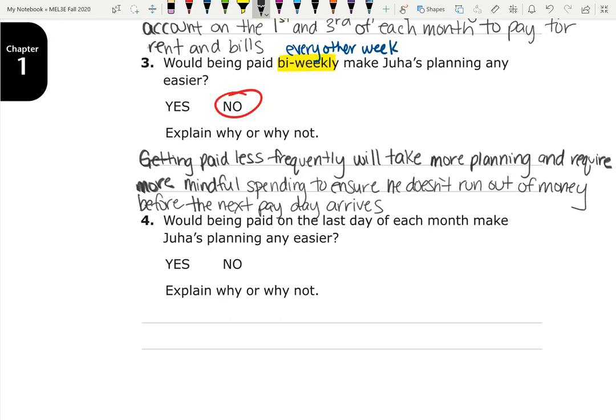Would being paid on the last day of each month make Joa's planning any easier? Well, if you knew that you were going to get paid on the very last day of each month, it could make your planning a lot easier.